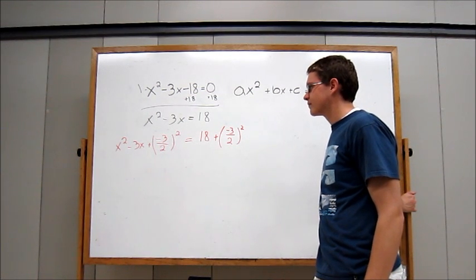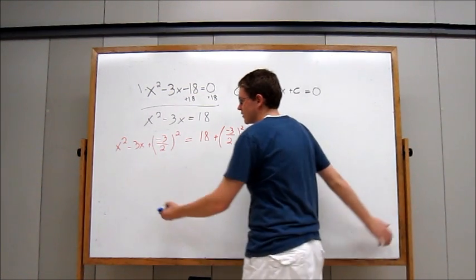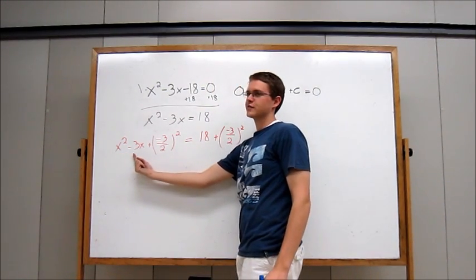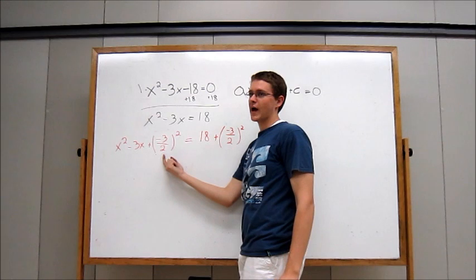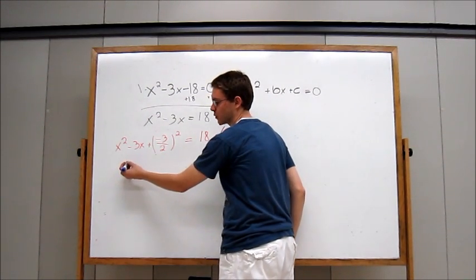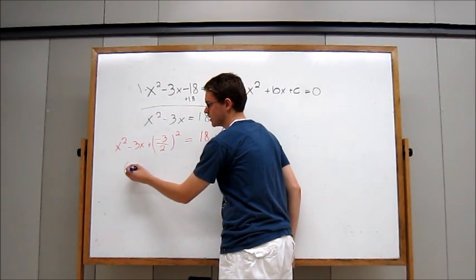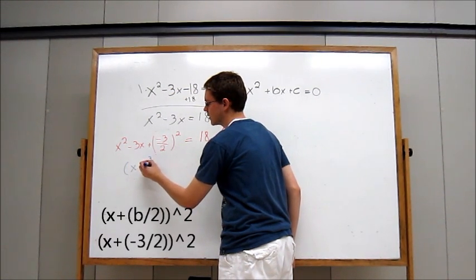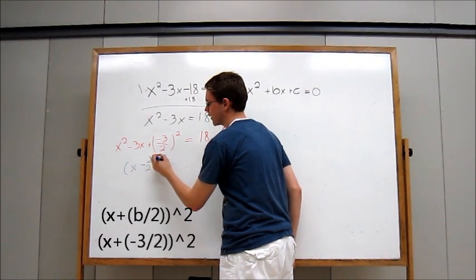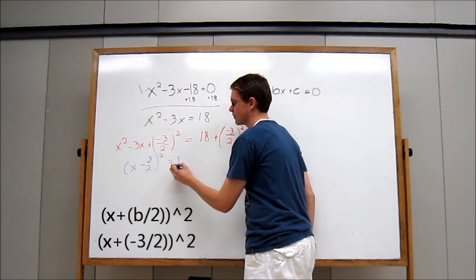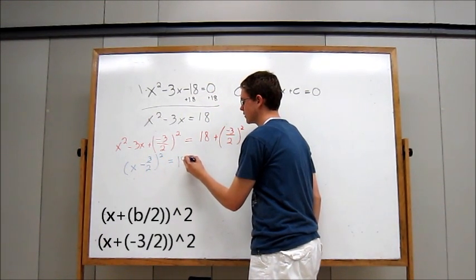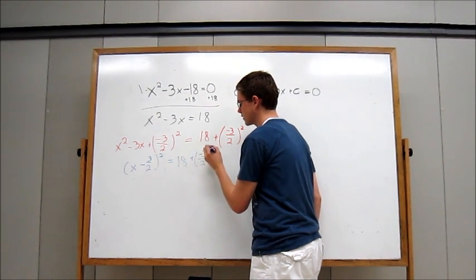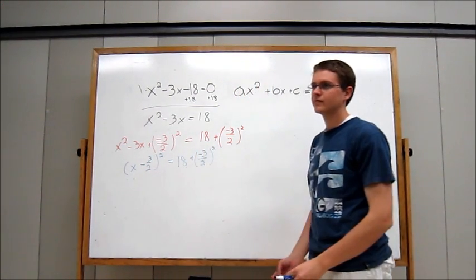Alright, Dan, what's the third step we gotta do? Okay, so next, all you have to do is change the left side, x squared minus 3x plus negative 3/2 squared, into a perfect square binomial, which would be x minus 3/2 squared equals everything that you had on the other side. So all we do is put x and the term we added into parentheses and square them. Right.